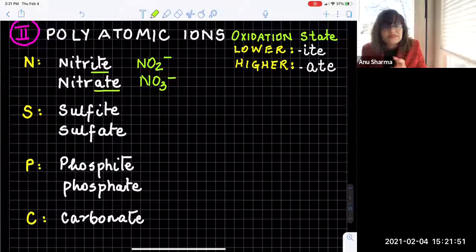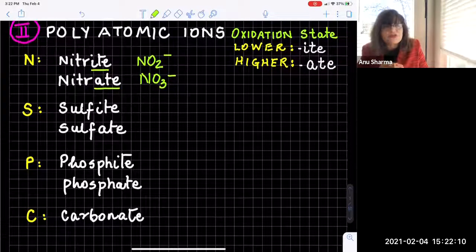Okay, and in that case, nitrogen, the highest oxidation state, or the maximum capability of nitrogen to combine with oxygen, is 3. And so that is why it's ending in ate. Okay, next, look at sulfur.